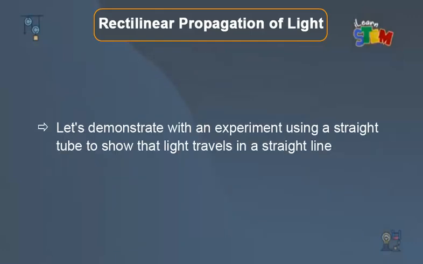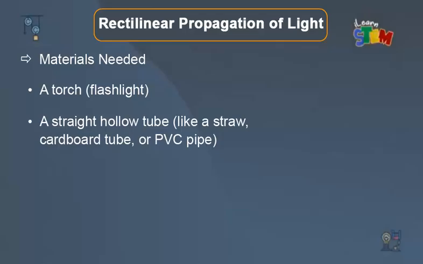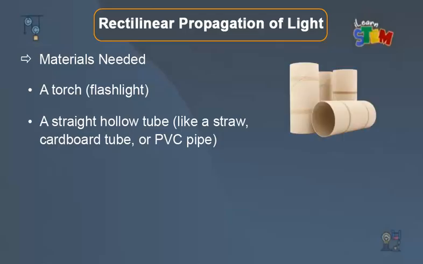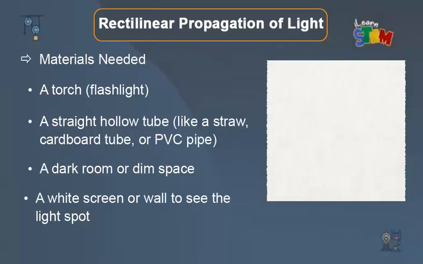Let's demonstrate with an experiment, using a straight tube to show that light travels in a straight line. Materials needed: a torch, a straight hollow tube, like a straw, cardboard tube, or PVC pipe, a dark room or dim space, and a white screen or wall to see the light spot.